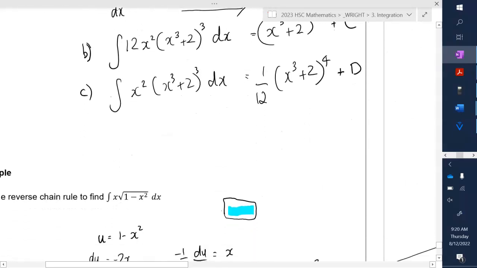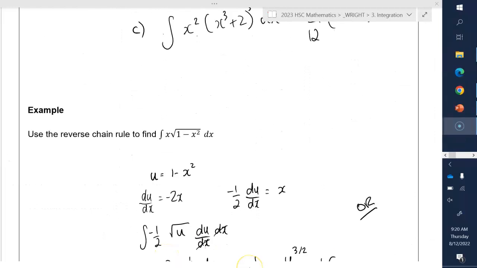Okay, let's have a look at a little bit more difficult question. The next question below says to use the reverse chain rule to find the integral of x times the square root of 1 minus x squared dx. Now I'm going to show you two ways to do this. What I suggest is if you're in my Extension 1 class, I want you to know how to do both ways. If you're just in the Year 12 Advanced, I don't think you need to know substitution. It'd be great if you did, but for this question, I think we won't.